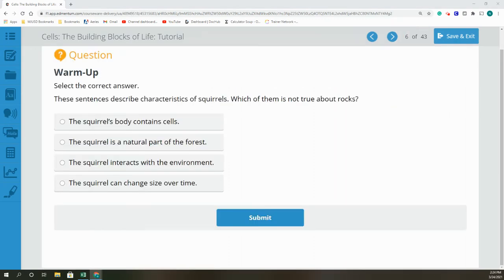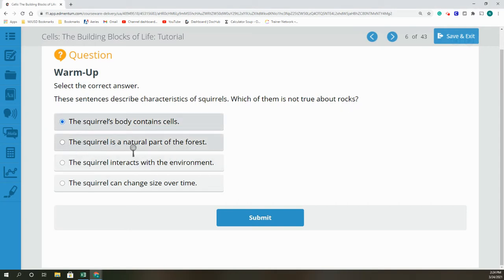These sentences describe characteristics of squirrels. Which of them is not true about rocks? So, squirrels' bodies contain cells. That is not true of rocks. Rocks' bodies do not contain cells.